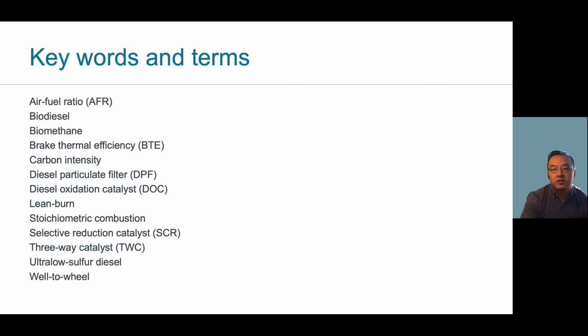Lean burn and stoichiometric combustion refers to two kinds of air-fuel mixtures and their combustion processes. Stoichiometry means the ideal theoretical air-to-fuel ratio for complete combustion of a fuel. On the other hand, lean burn happens when the air-fuel mixture is higher than the stoichiometric ratio, which is to say when there is an excess of air.